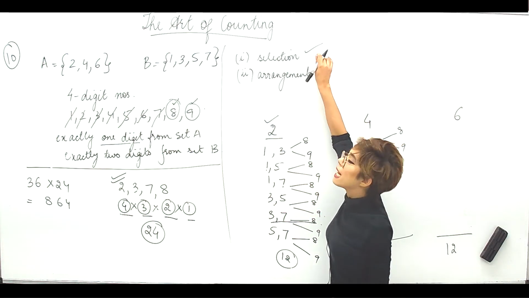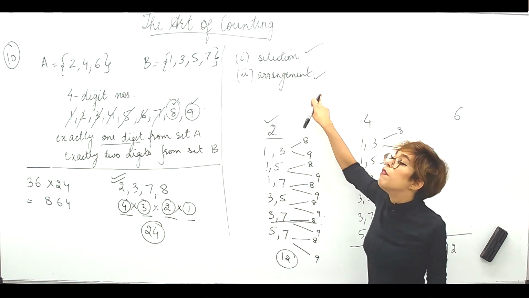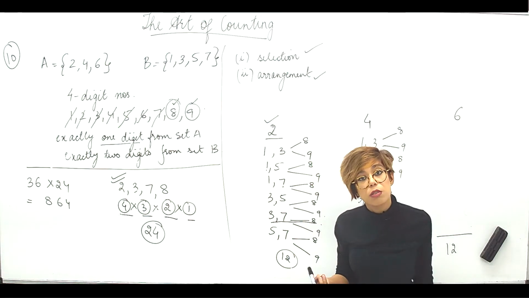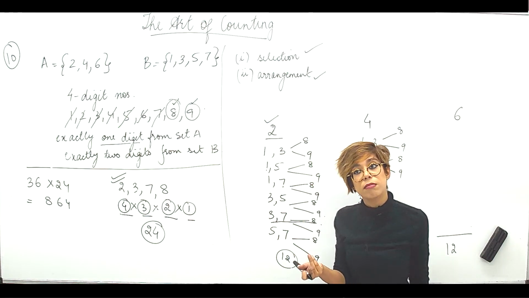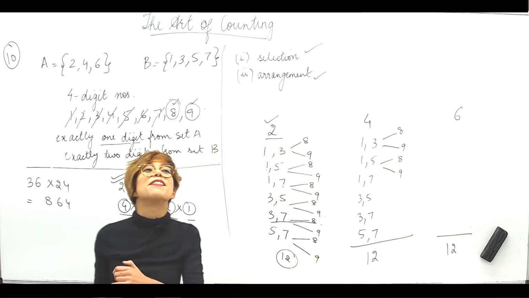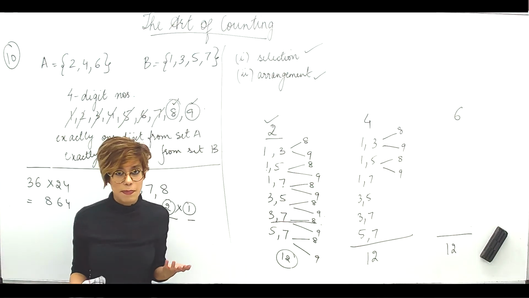First, you needed to select the digits. Then you needed to arrange those digits. So whenever you encounter a problem, divide it. First do the selection, then arrange. Don't try to mix it up. This is the art of counting. So you need to know how to divide your problem into simpler parts.